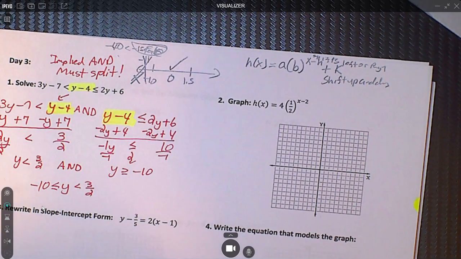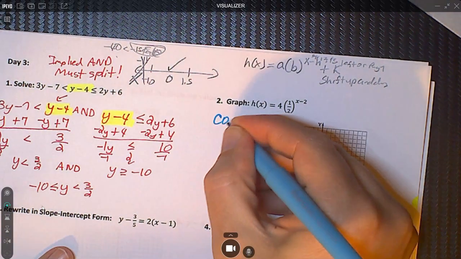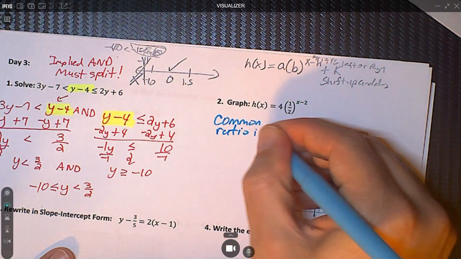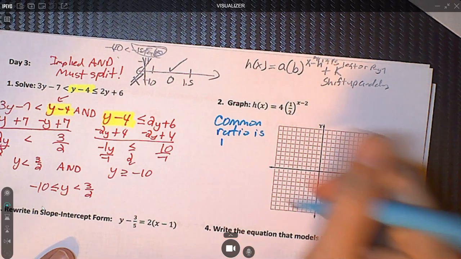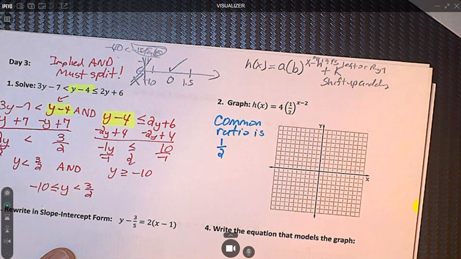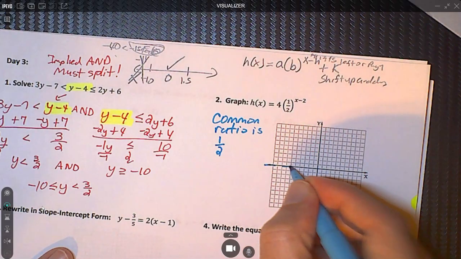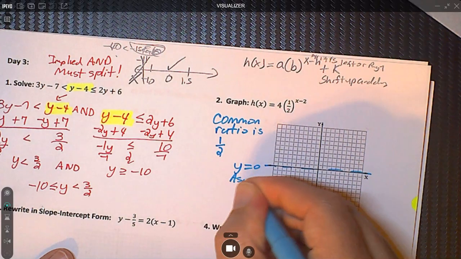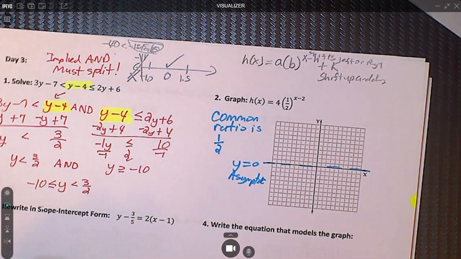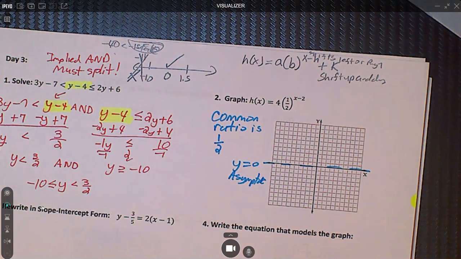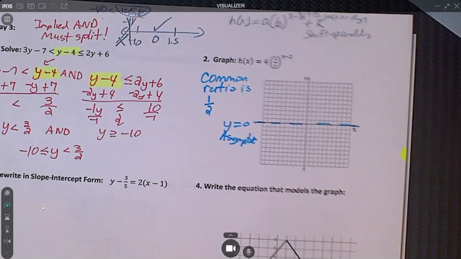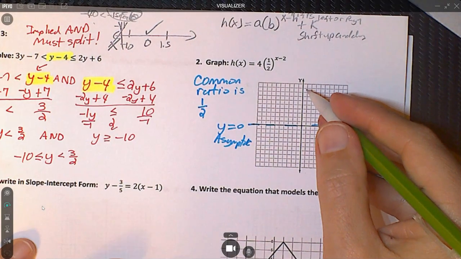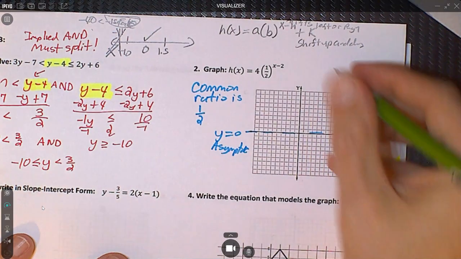So we know the common ratio. You've got y equals 0 as the asymptote. I told you many times there's no way you can raise something to a power and get 0. It's an impossibility. Okay, they call this a phase shift. We're going to shift it right 2.